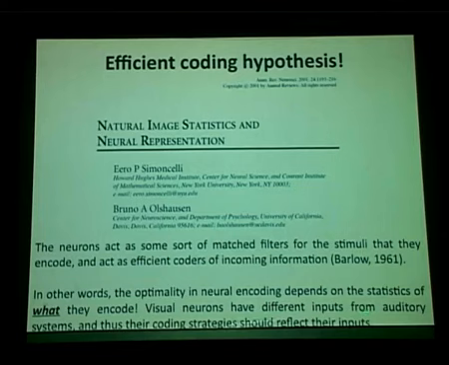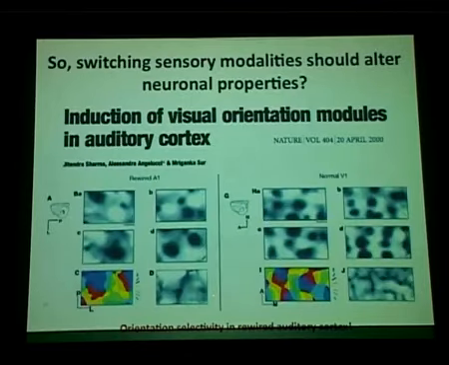Visual neurons have different inputs from the auditory system, and thus their coding strategies should reflect these inputs. So what we are saying is that if the auditory cortex were to receive visual inputs, it should start having the features that the visual neurons normally would have. So Mriganka Sur and his colleagues had done this experiment in 2000, where they rewired the auditory thalamus so that you get visual inputs rerouted to the auditory cortex A1.